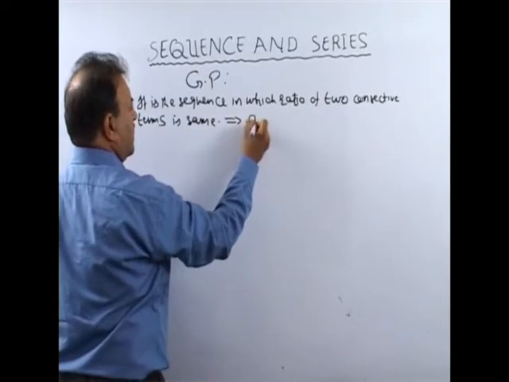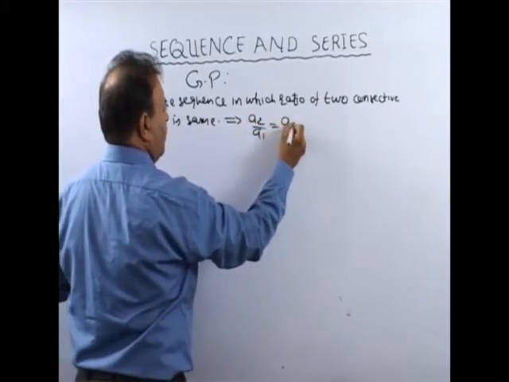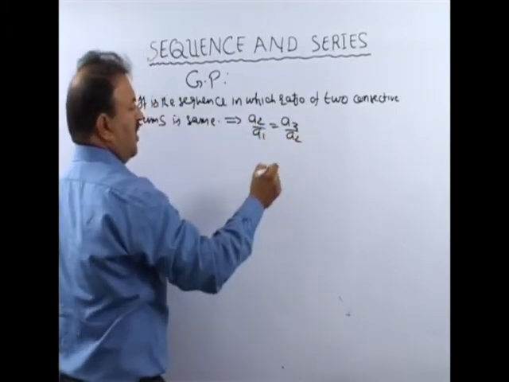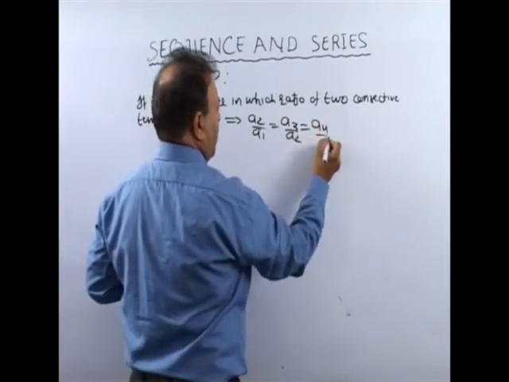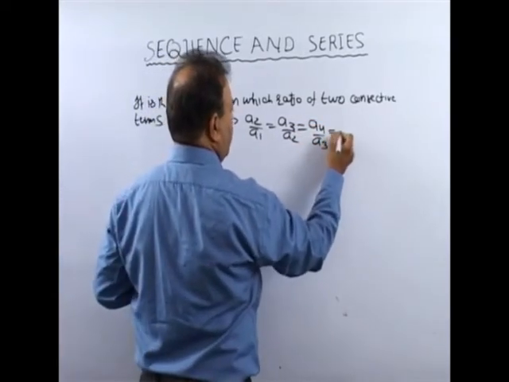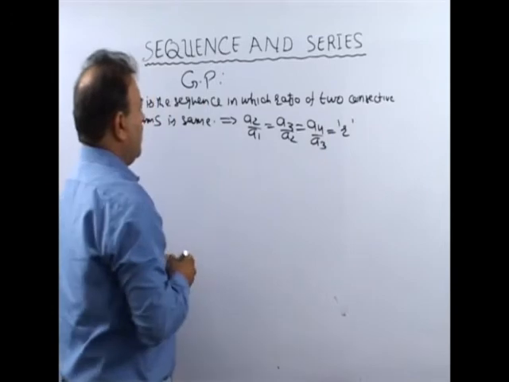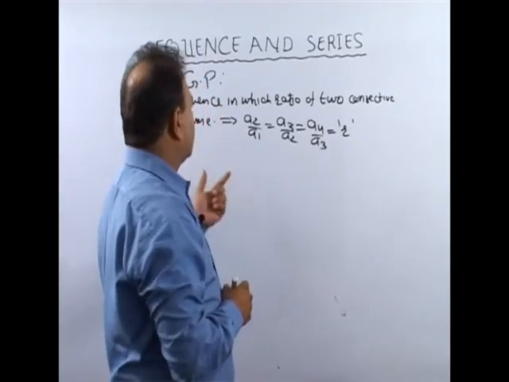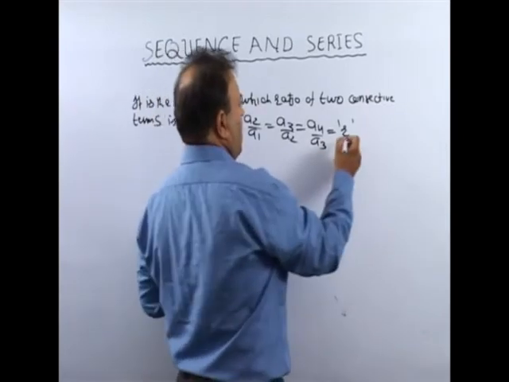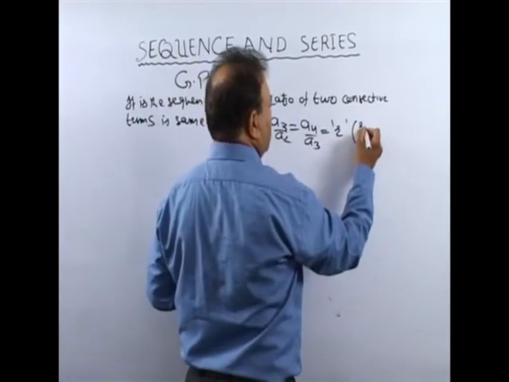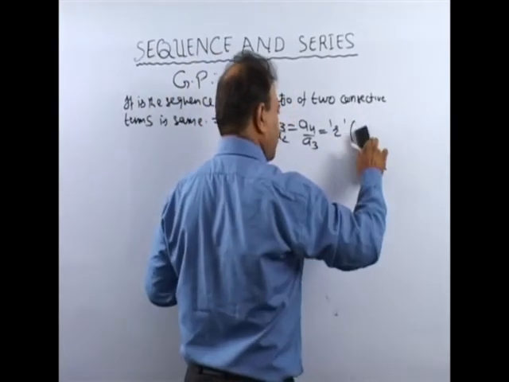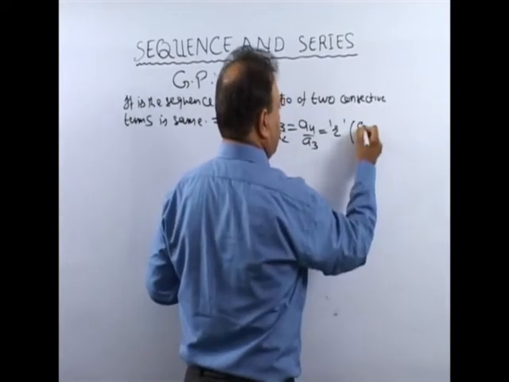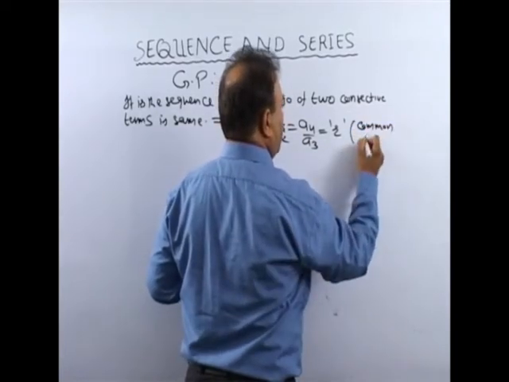is the same all over the series. That means we can say A2 over A1 is equal to A3 over A2 is equal to A4 over A3, it is equal to R. It is a sequence in which the ratio of two consecutive terms is the same, is called GP, and this R is called the common ratio.